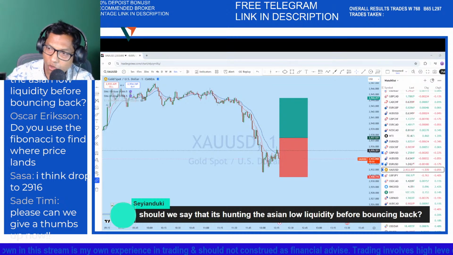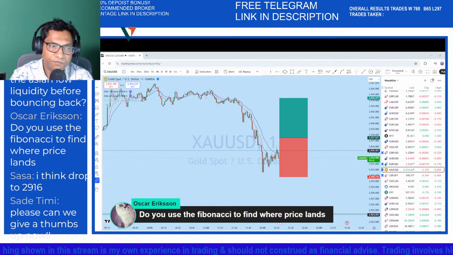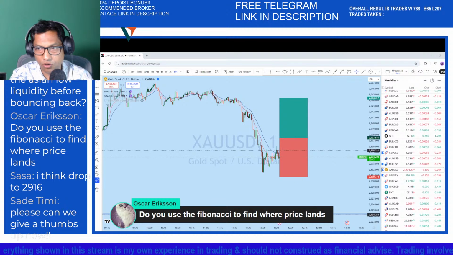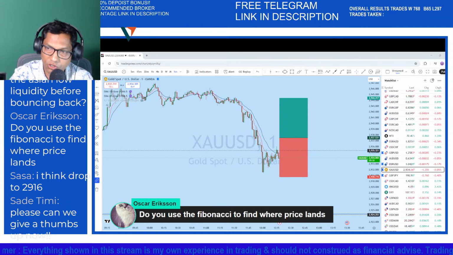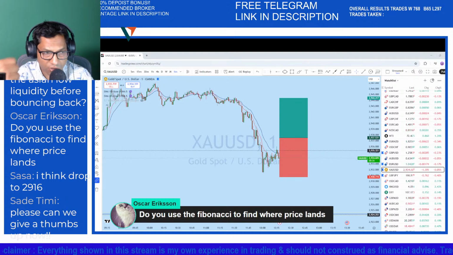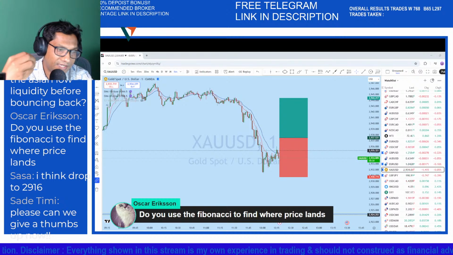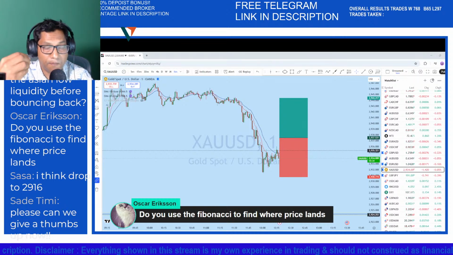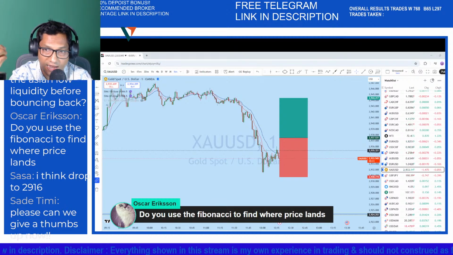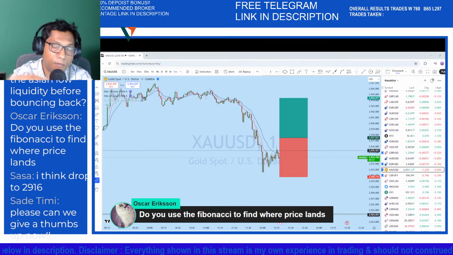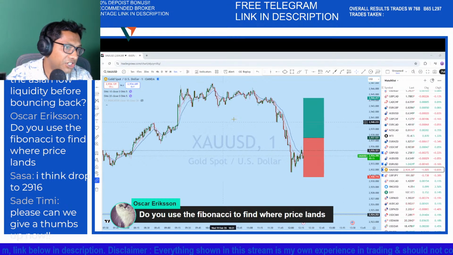Use the Fibonacci to find where the price lands. Okay, that's a very good question. I do not rely fully on Fibonacci, but we can use it as an added confluence. Let's say when you see an important level, support or resistance, or an important area of value, the price may bounce back up or drop back down, and at the same time it's aligning with an important Fibonacci level. That's where we can find additional confirmation.